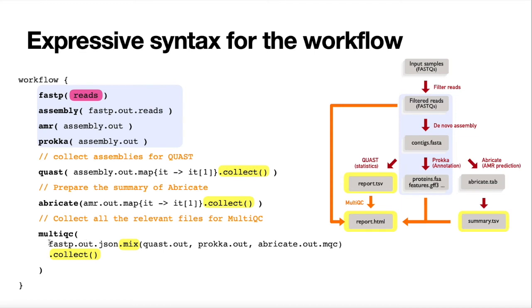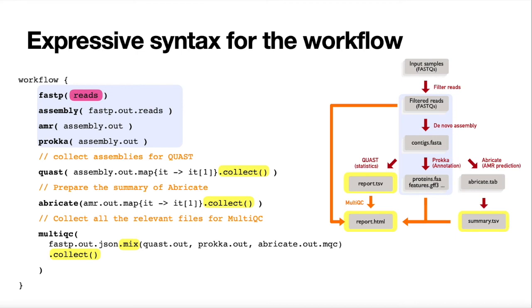And finally, MultiQC will mix a lot of samples, a lot of outputs. So we'll take the JSON file of fastp, and we will mix it with the output of Quast, Prokka, and Abricate. And we will need to collect everything so that we will have a single process that will run when all the other channels are populated. Now let's see, this is the workflow.